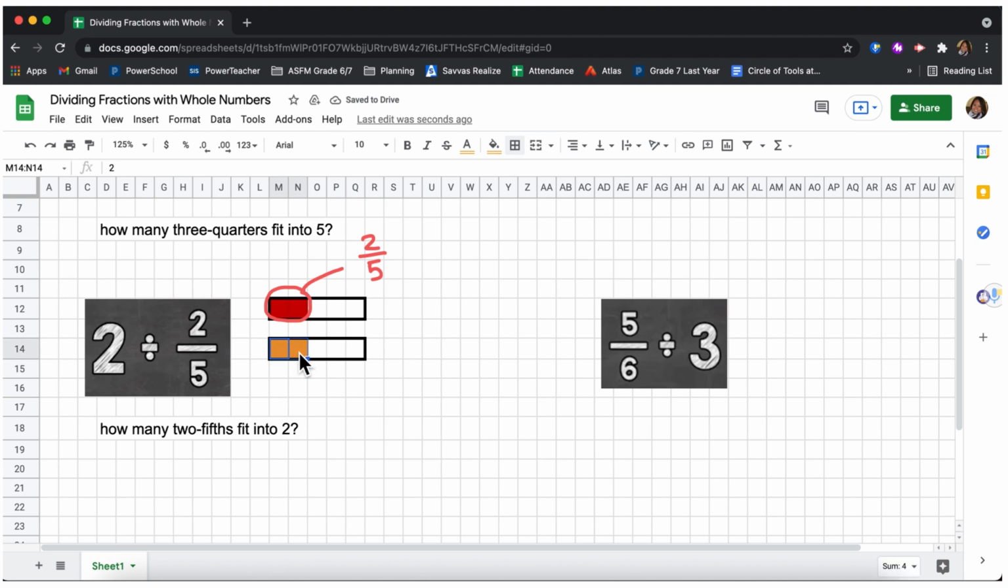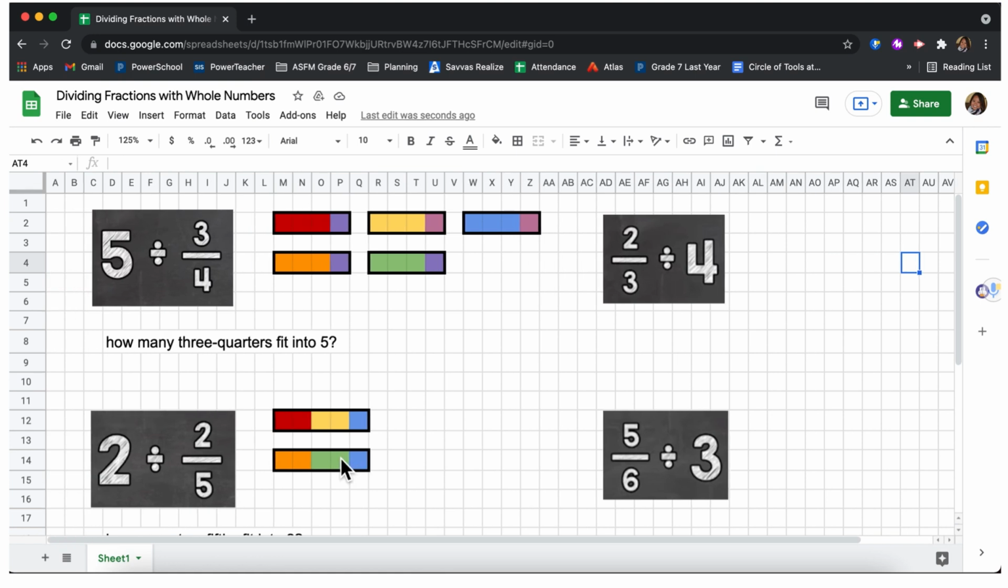So right now I can fit it in twice. Let's try a third time. 1, 2. It definitely does. Let's try a fourth time. 1 and 2. A fourth time fits. And I have 2 more pieces, 5 and a 5, and it all fits. So for this one, 2/5 fit into 2 a total of 1, 2, 3, 4, and 5 times.